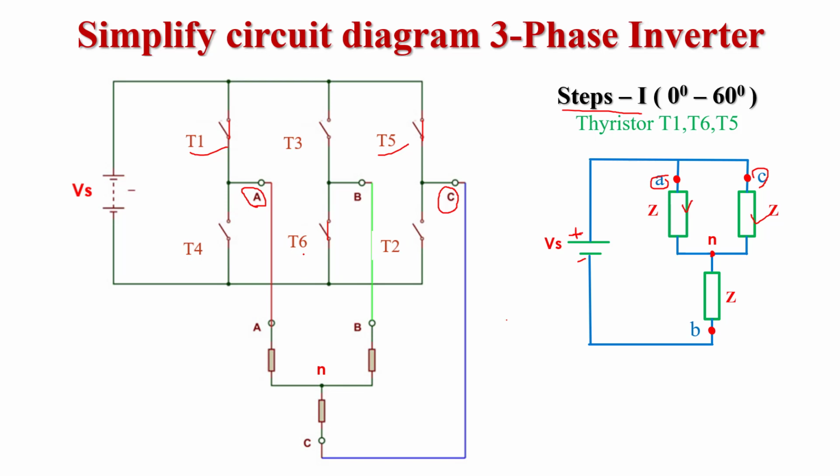And here we see T6 is a negative group thyristor and is connected from phase B. So phase B is connected to the negative of the supply voltage Vs. In this way we got the simplified circuit diagram. Now we calculate the phase voltages VAN, VBN and VCN. So how do we calculate the phase voltages?